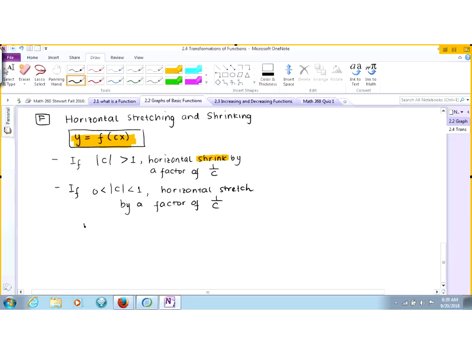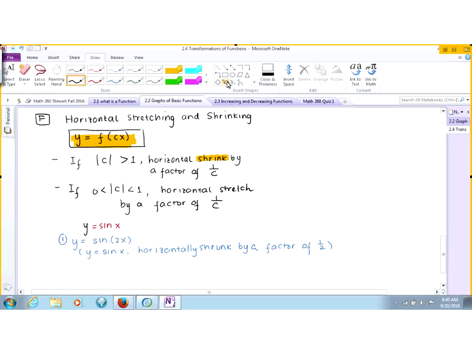Okay. So I'm going to still use y equals sin x. Alright, so let's use y equals sin x. And then what about y equals sine 2x? Well, what is y equals sine 2x? This is y equals sine x horizontally shrunk by a factor of half.